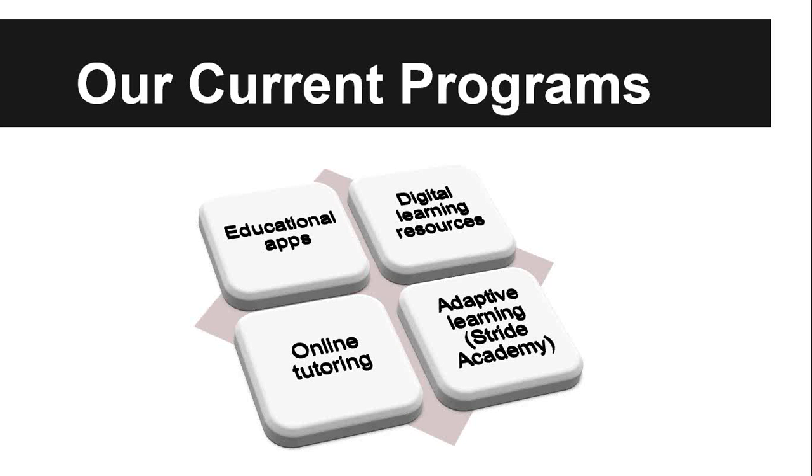So just in summary, when it comes to technology and education and blended learning, these are the 4 areas that we are incorporating into our program: educational apps, digital learning resources, online tutoring, and adaptive learning using Stride Academy right now. As I said before, digital learning resources and the educational apps you could start using right away if you want to. If you think online tutoring or adaptive learning, Stride Academy might be right for you in your tutoring situation, get in contact with us. We'd love to try and make it happen with you and your student.